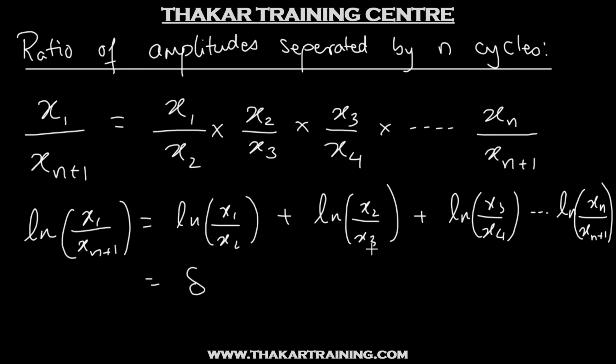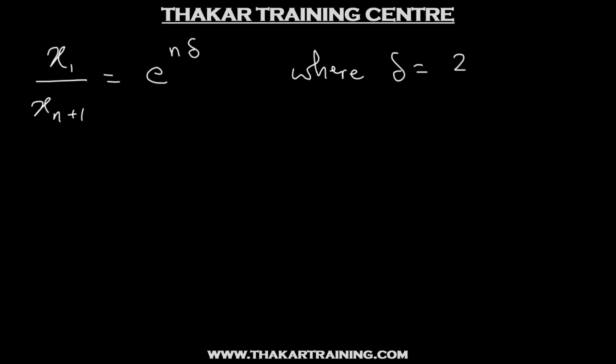How about log of x2 upon x3? This is again successive amplitudes, so this again is delta. Similarly, the third term is also delta. And like that, we have how many terms? We'll have n such terms. So this is nothing but n times delta. So what we get eventually is x1 upon xn plus 1 will be equal to e raised to n times delta, where delta is nothing but the logarithmic decrement, 2 pi zeta upon under root 1 minus zeta square. Alright, so this is also another relation that we have.